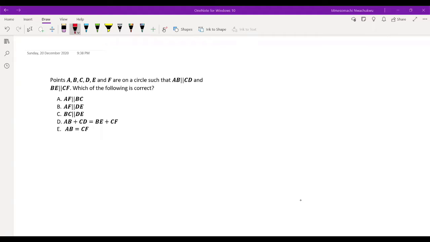So in this video, we'll be solving the first geometry problem from the just concluded Nigerian National Olympiads. So let's go straight to the problem. The problem says points A, B, C, D, E, and F are on a circle such that AB is parallel to CD and BE is parallel to CF. So first of all, let's try to explore this.